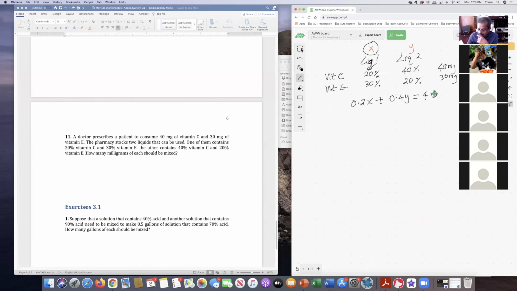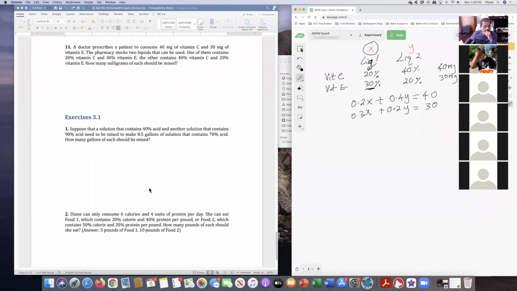For vitamin E, 30% of X will be vitamin E, so 0.3 times X is the exact amount of vitamin E you are getting from that. And 20% of Y, 0.2Y, is the vitamin E you are getting from liquid 2. Add them up, that's total vitamin E, and that must be equal to 30 milligrams. So that's our equation. You may want to multiply through by 10 to eliminate the fractions, and then solve by elimination method.